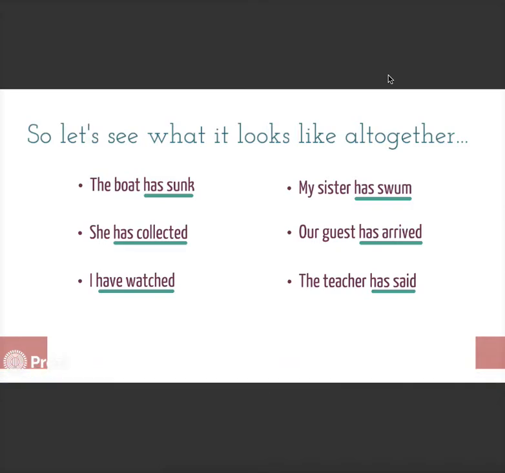Yes, teacher. One, the boat has sunk. Two, she has called. Three, he has watched. Four, my sister has swum. Five, our guest has arrived. Six, the teacher has sighed.